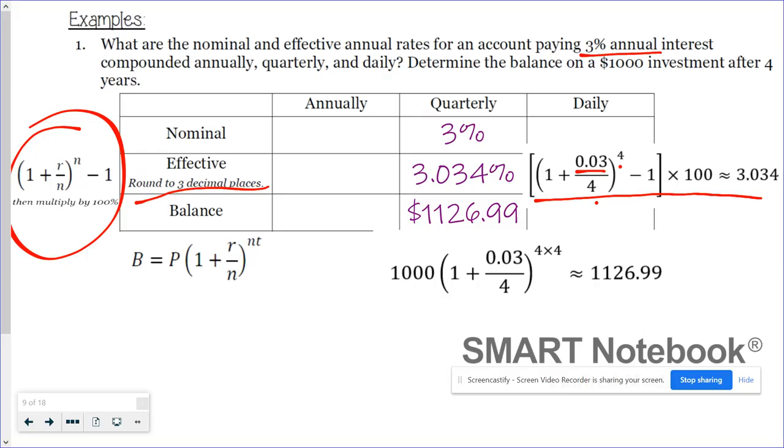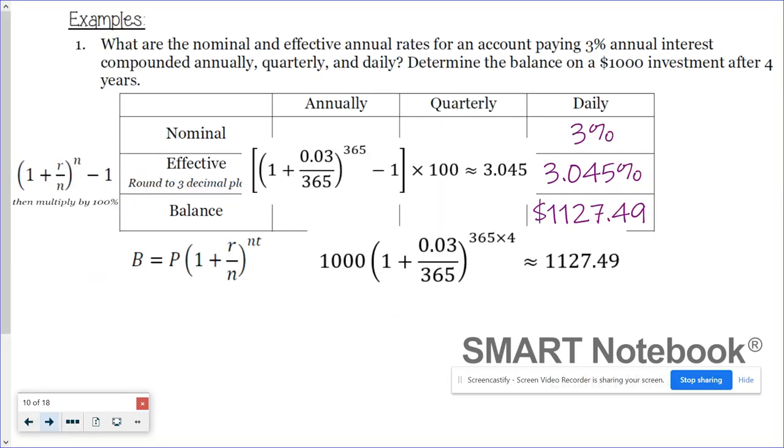And then for the balance after 4 years, I'm once again using my balance formula. But notice this time I've got the 4 here for the quarterly. And so I ended up with a balance of $1,126.99. And I did the same thing for daily. So here I have my APY work and calculation. I ended up with an effective rate of 3.045%, and then using the balance formula, a balance of $1,127.49.